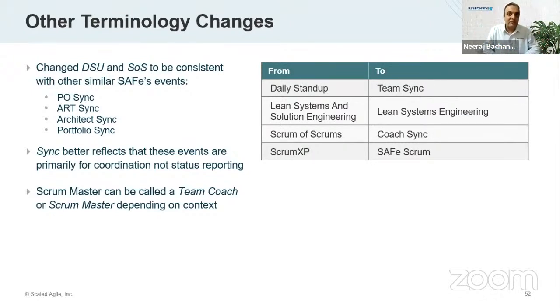So again, we spoke about Scrum Master being called Scrum Master / team coach. Use it based on the agile team configuration that you have. Lean system and solution engineering has now simply become lean system engineering. It applies at the solution level. We all know that. And Scrum XP, because it was causing confusion that XP definitely has to be used, is now called SAFe Scrum, because Scrum in SAFe works a little differently than Scrum in isolation. That's where these terminologies are really helping to get better clarity for everyone in this version.